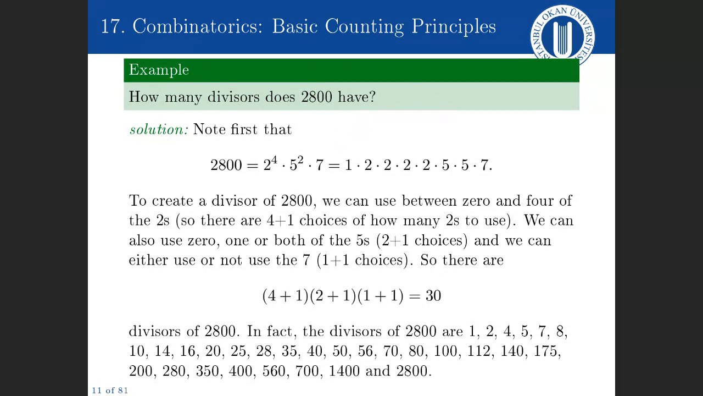To answer this, I want to factorize it into prime numbers. 2,800 is 1 multiplied by the primes: 2 multiplied by 2, multiplied by 2, multiplied by 2, multiplied by 5, multiplied by 5, multiplied by 7. Let's suppose we want to create a divisor of 2,800. Then we're going to use some or all of these numbers.